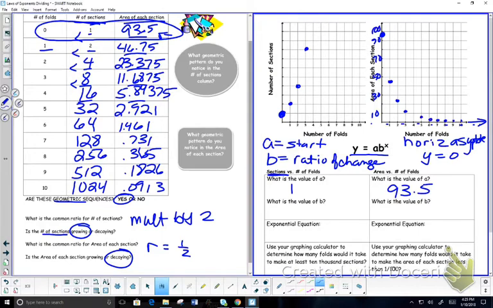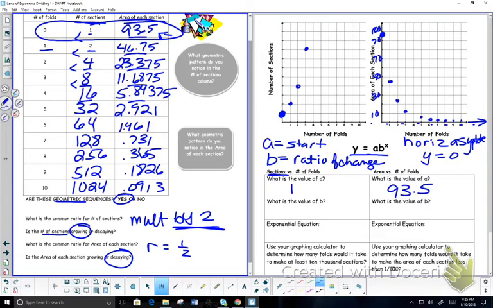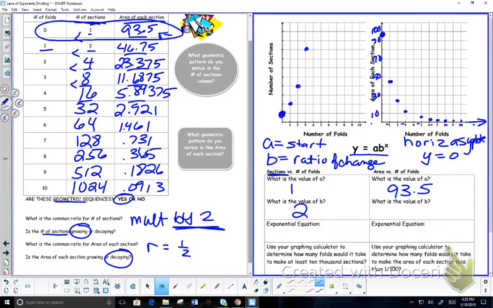My b value is going to be, what are they changing by? Well, over here we decided that as we folded it, the number of sections were doubling. So our b value is actually 2. For the area, the b value, the constant rate ratio, was multiplying by a half because they were cutting in half, right? So if I were to write these equations, I would put y equals 1 times 2 to the x. Then this one would be y equals 93.5 times 1/2 to the x.